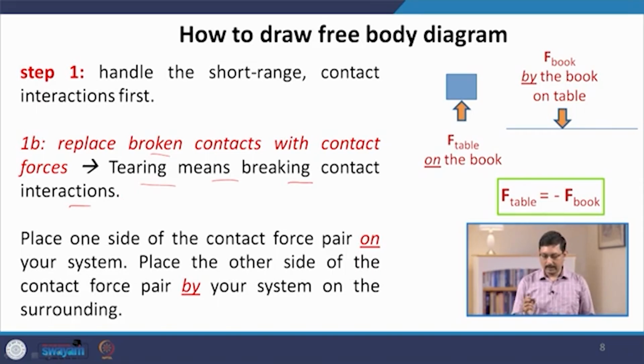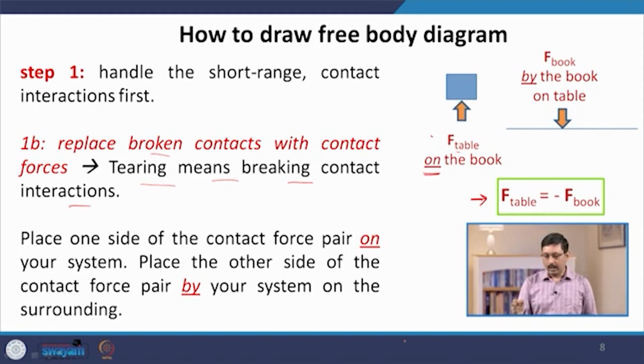Then, as you know, the contact forces are pairwise forces, by Newton's third law. So, let us say what the forces are. Let us call the force on the book F, and I have put a subscript table to denote that this is the force by the table on the book, and note that I have put an underline on the word on. This is a useful trick that I find to remind me on which object the force is acting.